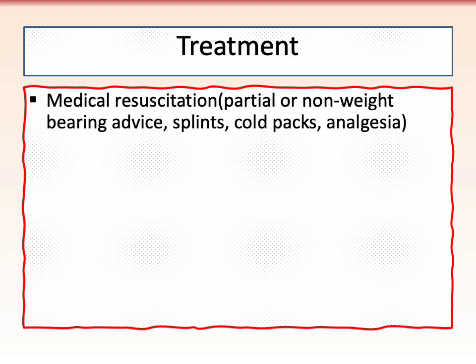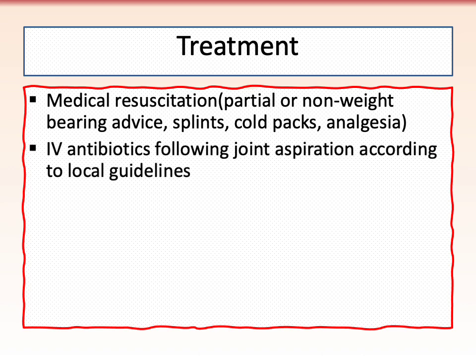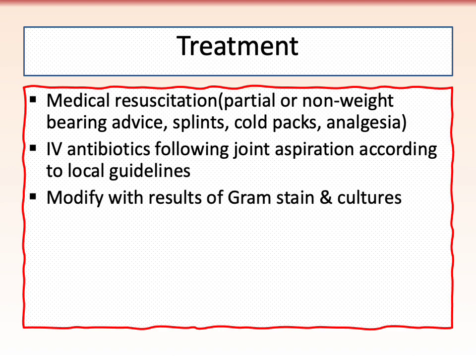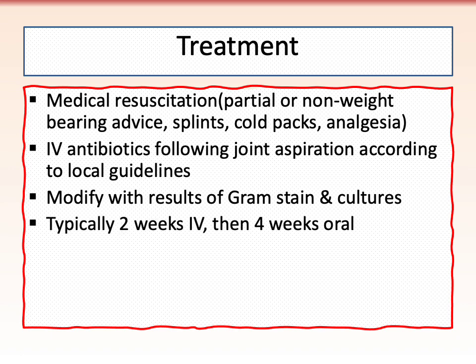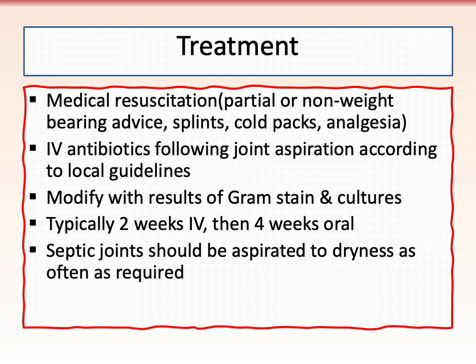Treatment includes non-weight bearing, analgesia, and IV antibiotic following joint aspiration according to the local guidelines. The choice of antibiotic is determined by isolation of the pathogen and antibiotic sensitivity. Typically 2 weeks of IV antibiotic is given, followed by 4 weeks of oral antibiotic. A septic joint should be aspirated to dryness as often as required. Surgical removal of the infected prosthetic joint may be required in some cases.